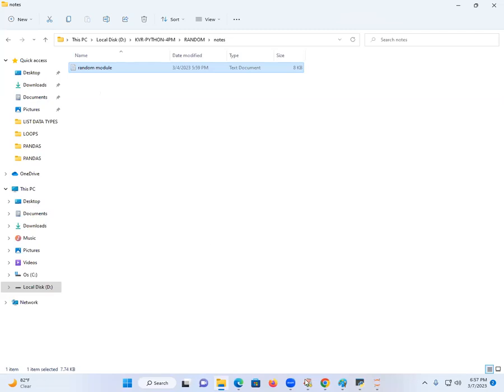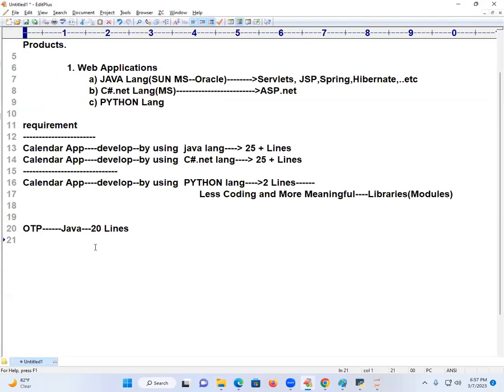Come one more time. I want to calculate the factorial of a number. In C language, you take it, minimum I need to write 15 lines. In Java, you take it, 15 lines. In C#.net, you take it, 15 lines. In Python, you take it. How many lines? 2 lines.